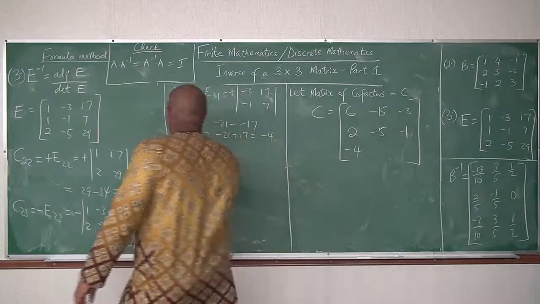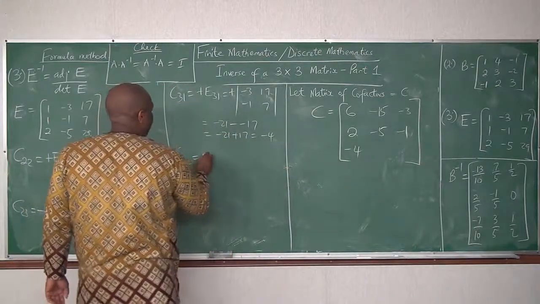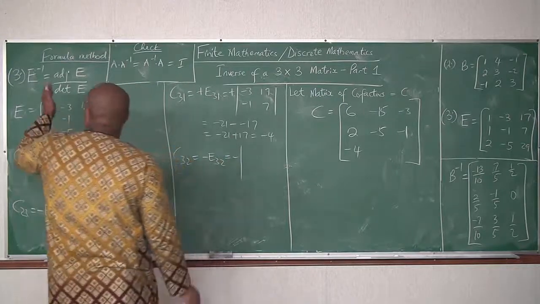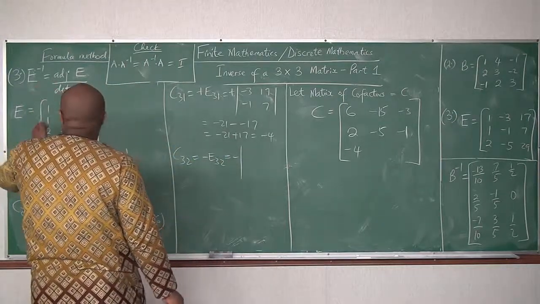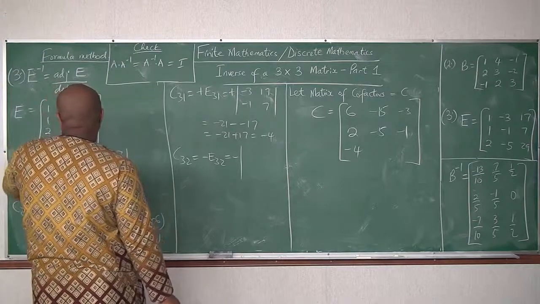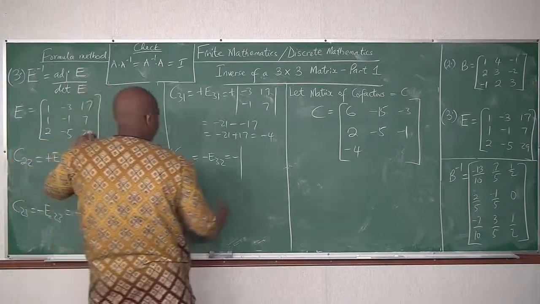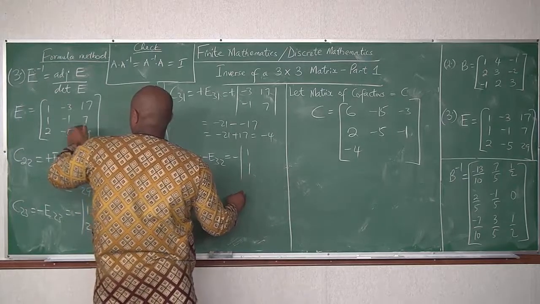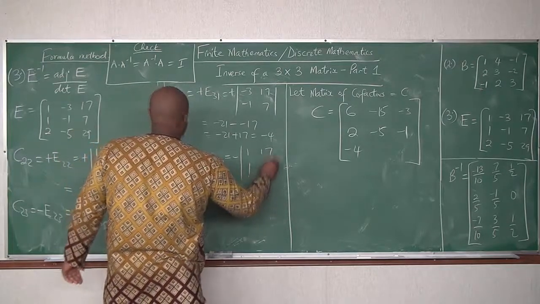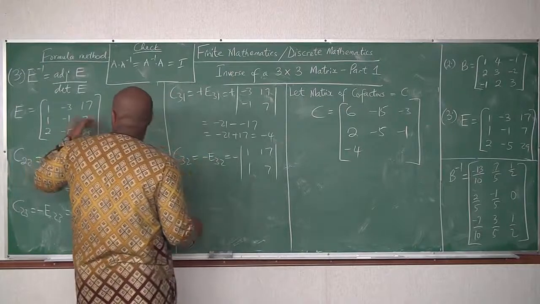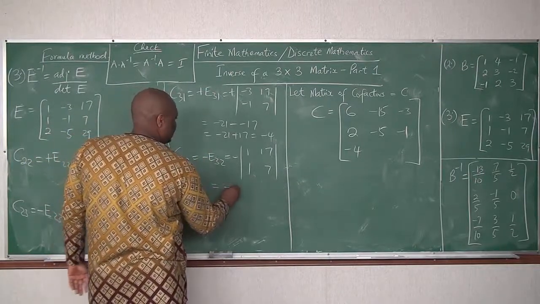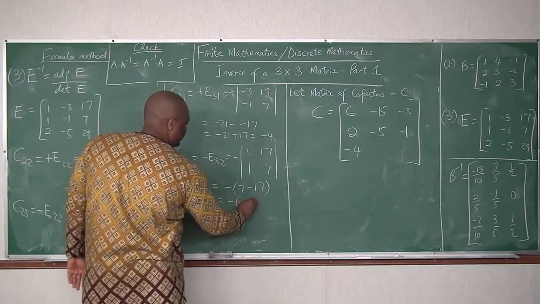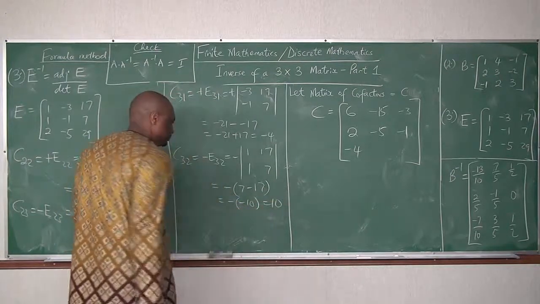Then C32 is minus E32, which is minus the determinant. 1, 1, 17, 7. Right, 1, 1, 17, 7. So this is a minus 7 minus 17, which is minus minus 10, which is 10.